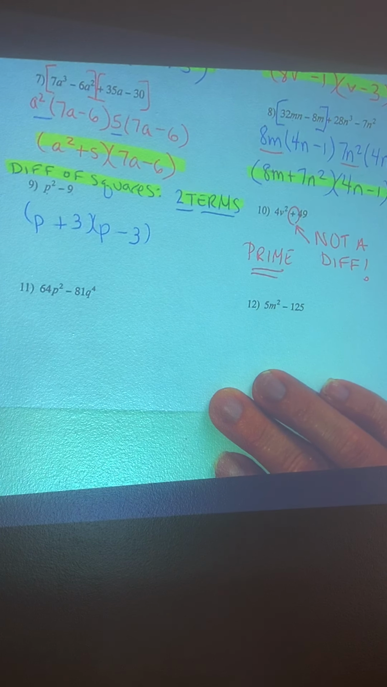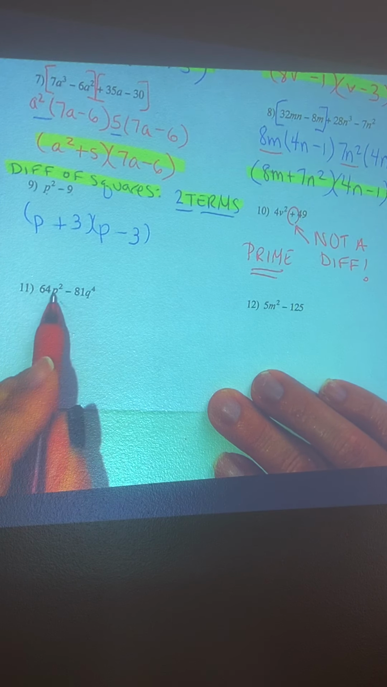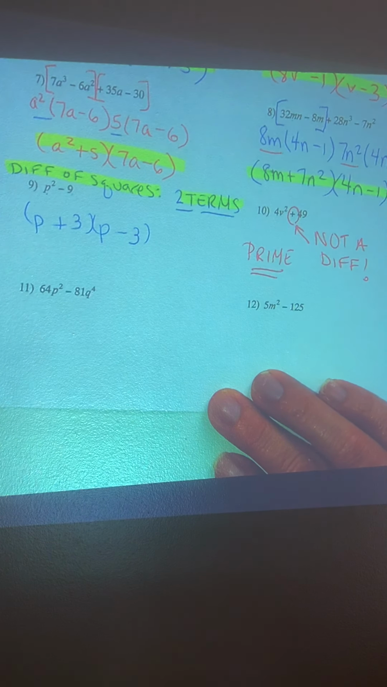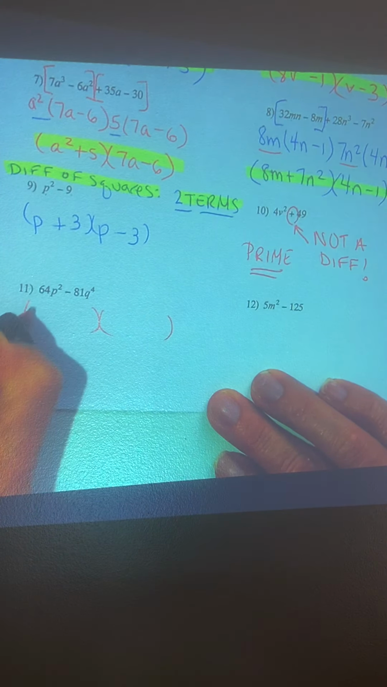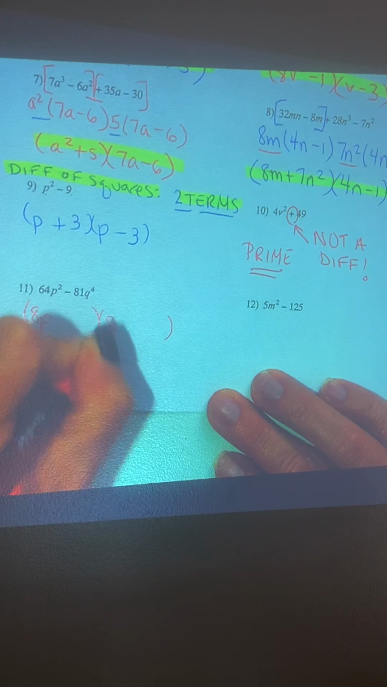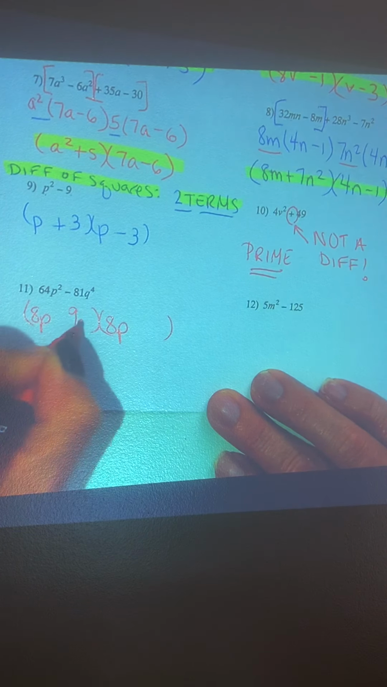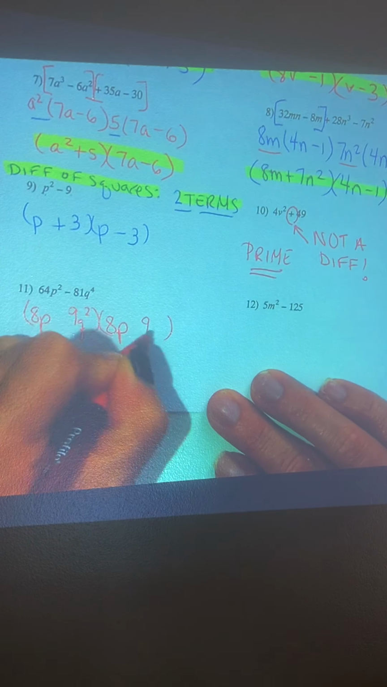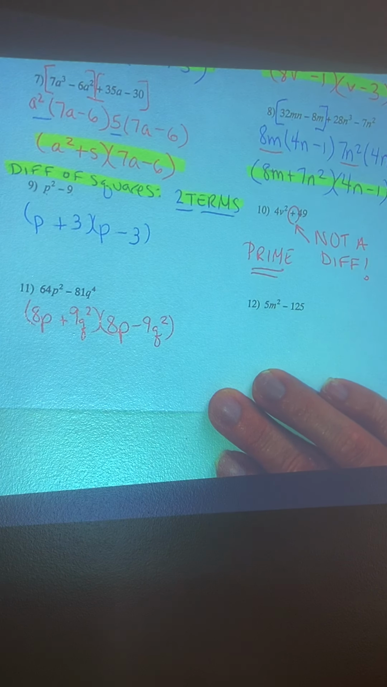Next, 2 terms, 64p squared, 81q to the fourth, they're both perfect squares. And there's a subtraction sign. Take the square root of each, 1 plus, 1 minus. That's 8p. 81q to the fourth is 9q squared. 9q squared, 1 plus, 1 minus.